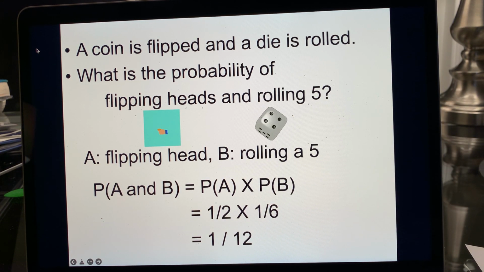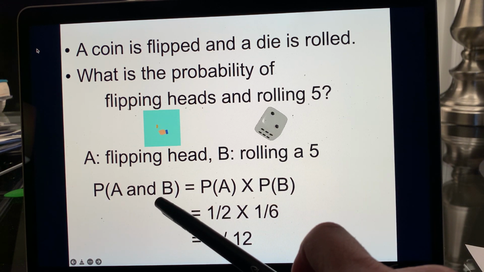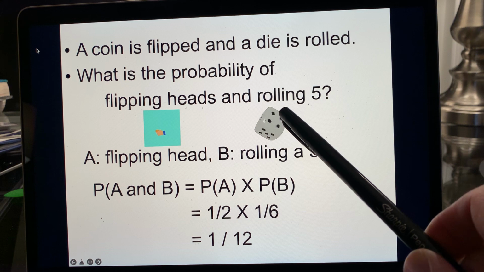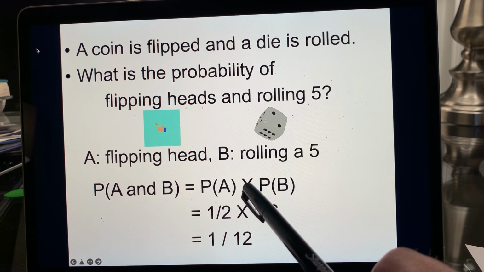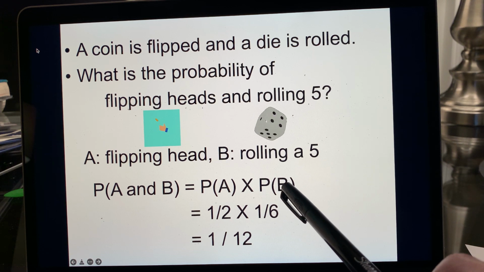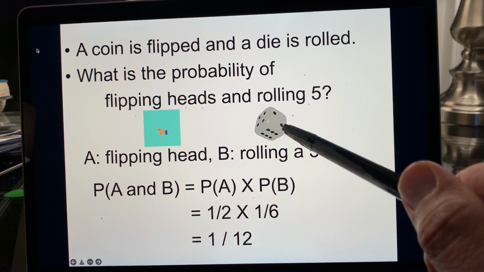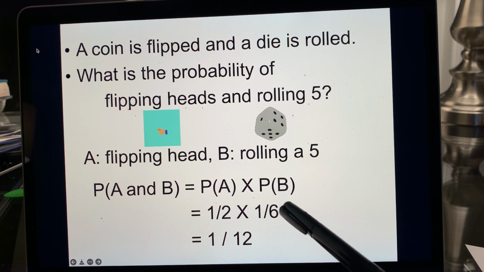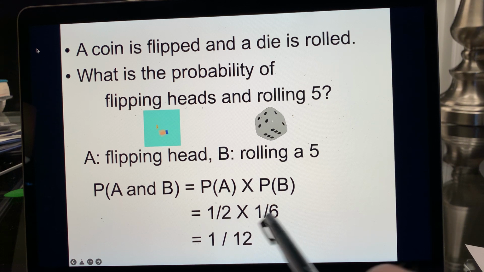Then our formula is that the probability of A and B occurring, because they're independent, is simply the product of the probability of A times the probability of B. Flipping heads is 1/2, and rolling a 5 on a 6-sided die is 1/6. So I go 1/2 times 1/6, and that becomes 1/12.